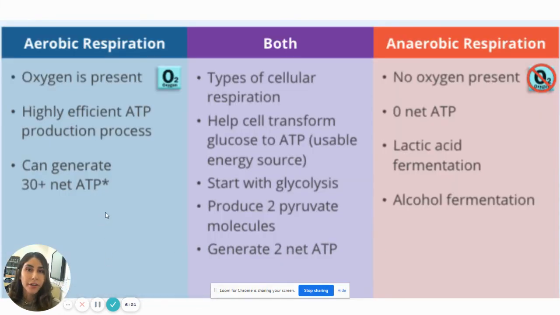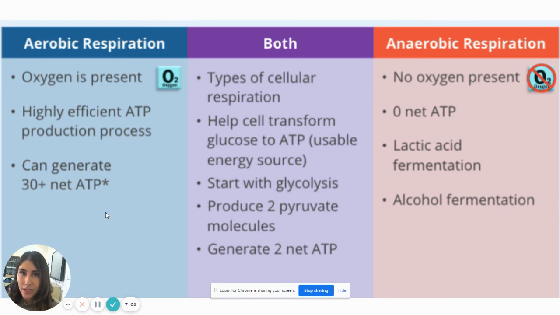So finally, let's compare and contrast aerobic cellular respiration and anaerobic cellular respiration. Right away, the main difference is that aerobic cellular respiration happens when there are large amounts of oxygen present, while anaerobic cellular respiration occurs when there's no oxygen present. Aerobic cellular respiration produces high amounts of ATP, 30 plus, while anaerobic cellular respiration does not produce ATP on its own. So fermentation will not produce any ATPs, but it allows glycolysis to take place, which produces two ATPs on its own. There are two types of anaerobic respiration: lactic acid fermentation and alcoholic fermentation.